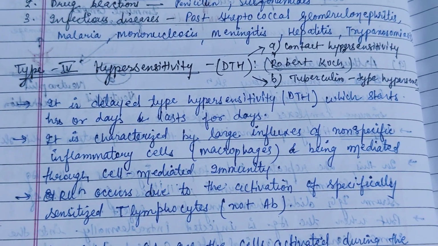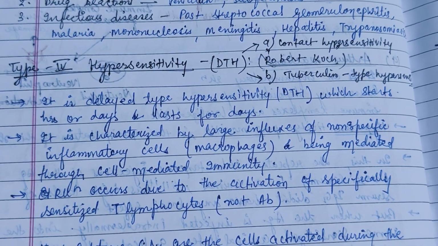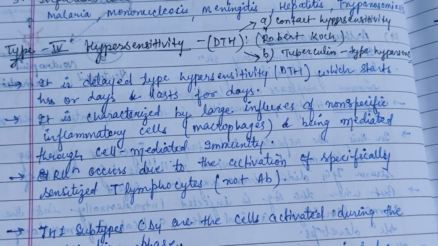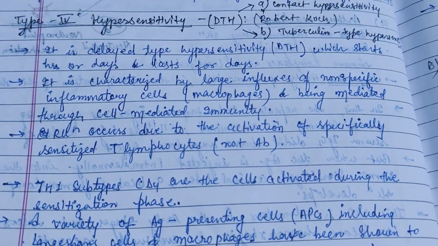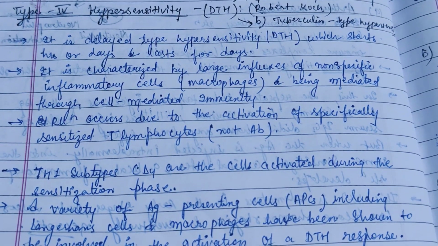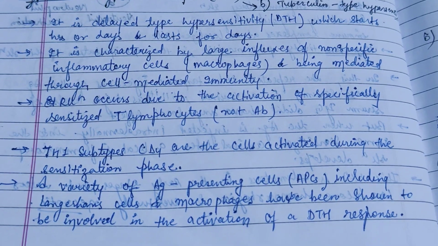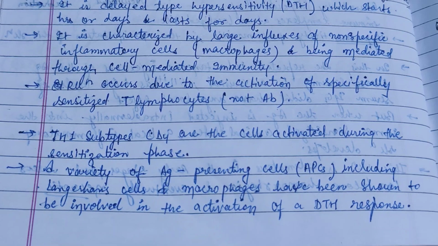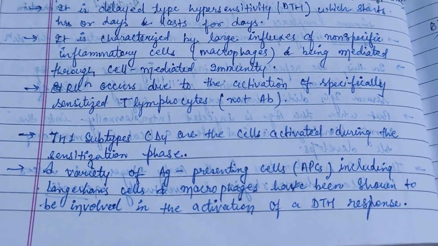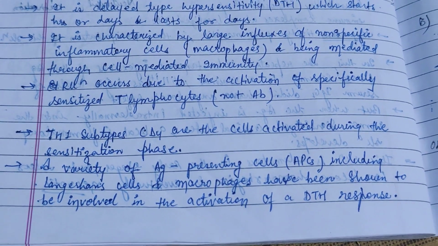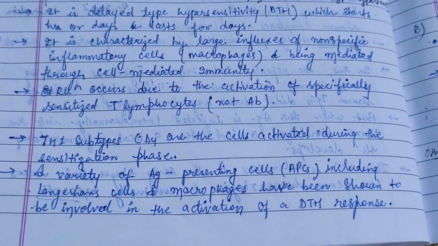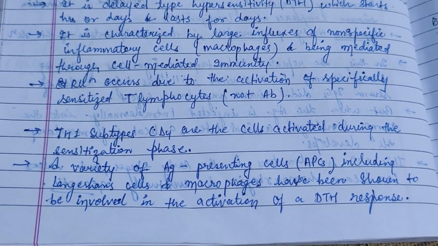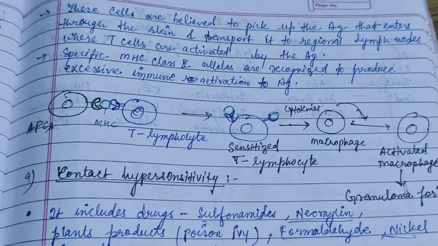Type 4 hypersensitivity can be contact hypersensitivity, and tuberculin type hypersensitivity, given by Robert Koch. It is a type of delayed hypersensitivity which starts after hours or days and lasts for days. It is characterized by large influxes of non-specific inflammatory cells, macrophages, and is mediated through cell-mediated immunity. A variety of antigen-presenting cells, including Langerhans cells and macrophages, have been shown to be involved in the activation of the DTH response.